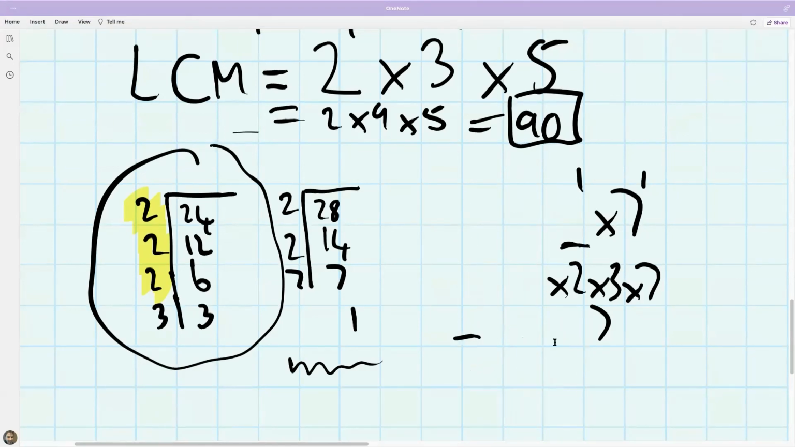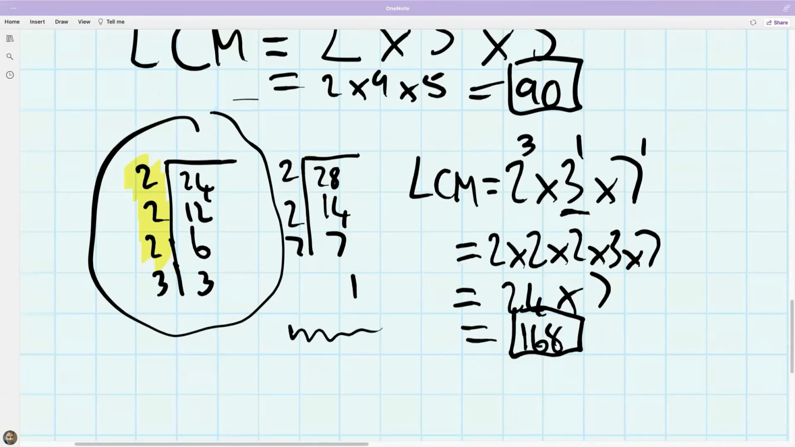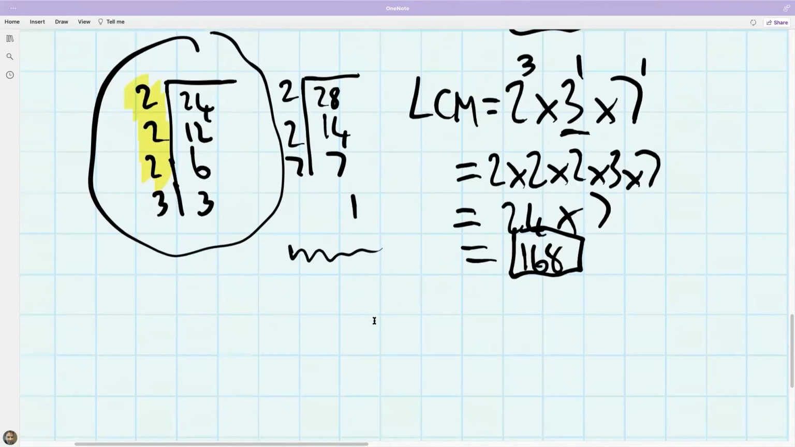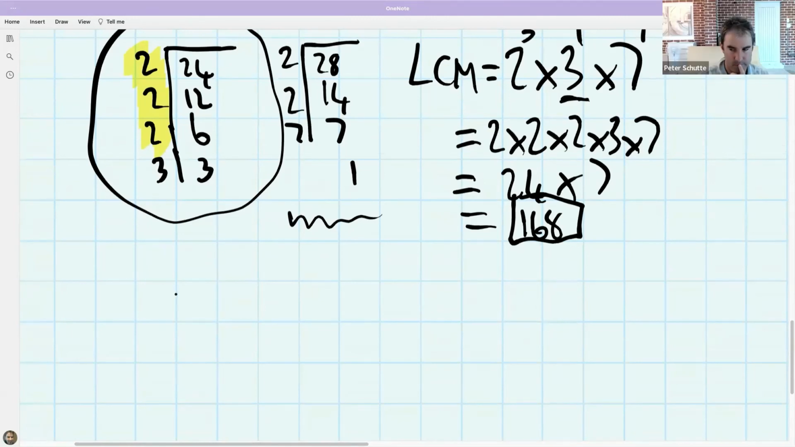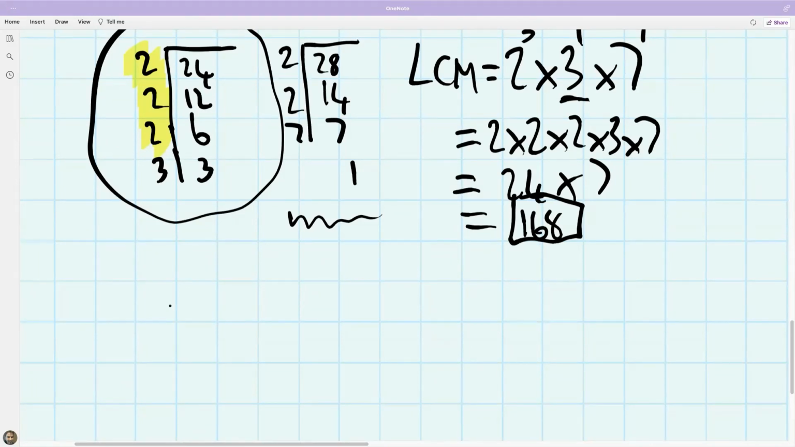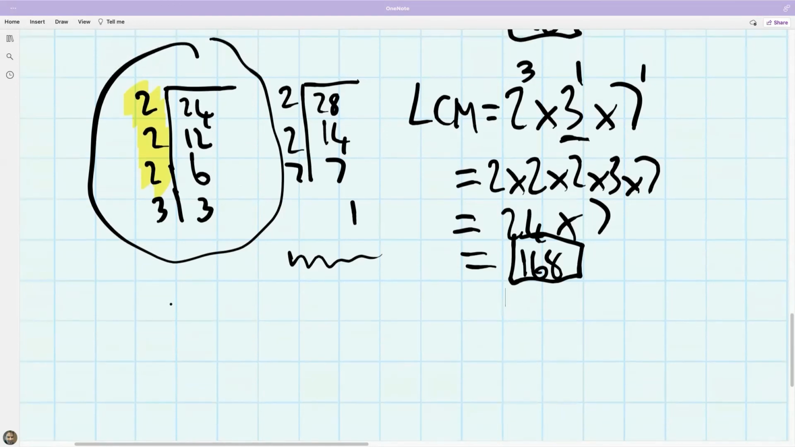Hello, sir. Hello. My question is, as you said with the LCM, you find all of the factors. So do you write it as 2 times 2 times 2, or do you write it as 2 to the power of 3?